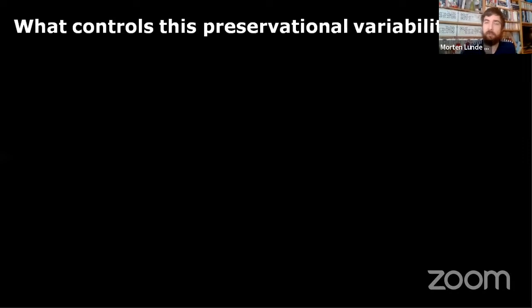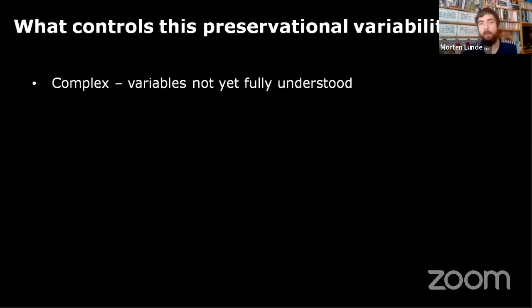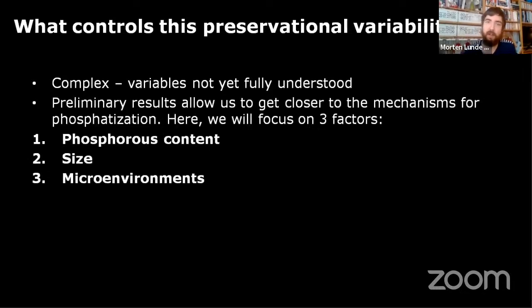So what controls this preservational variability? Well, first of all, it's very complex and there are a lot of different variables. But the preliminary results that I'm going to show here can reduce some of this noise, and then we can get closer to what the important mechanisms are. And here we'll focus on three particular factors: the phosphorus content, the size, and the microenvironments.